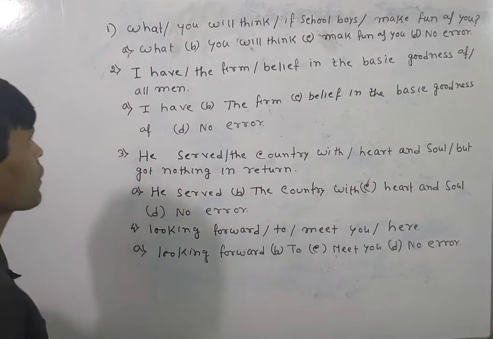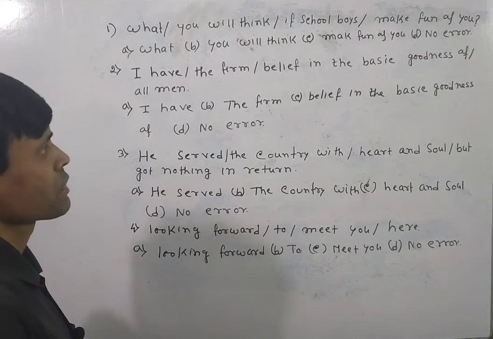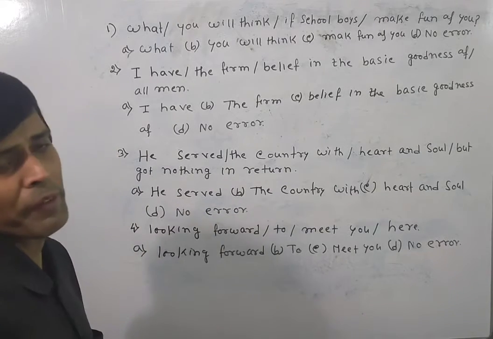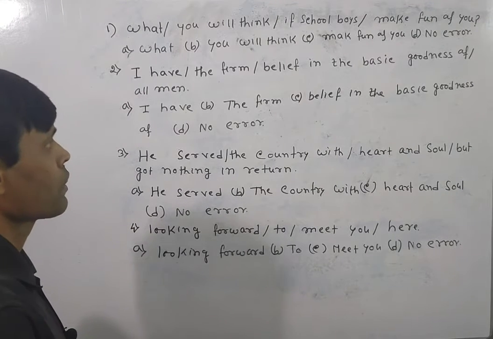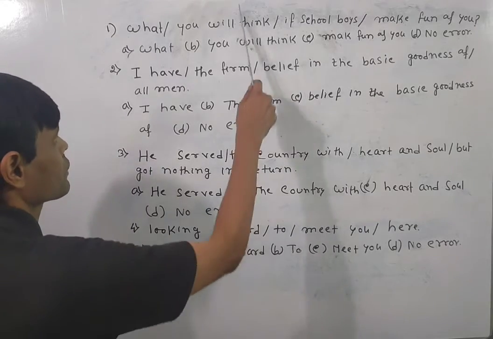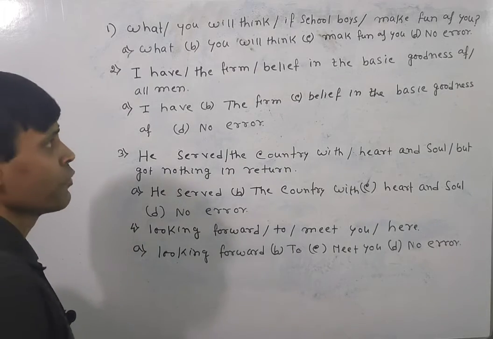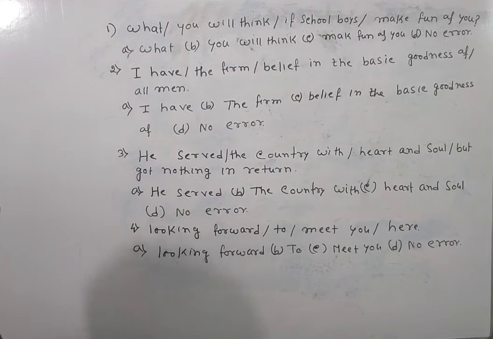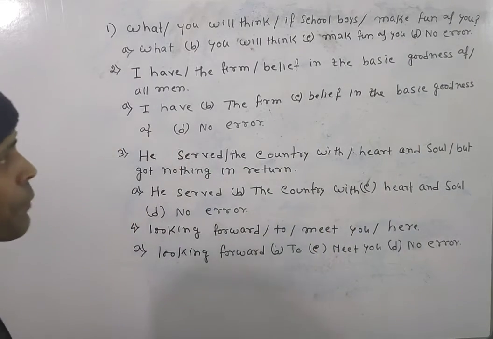What (slash) you will think (slash) if schoolboys make fun of you. Again I am repeating the sentence. What (slash) you will think (slash) if schoolboys (slash) make fun of you. So this is the sentence. You are asked to find out the error if there is any error. If you think there is no error, then kindly take option D.